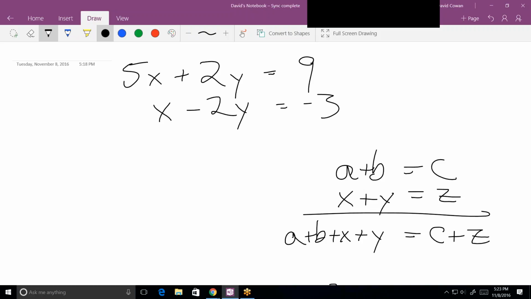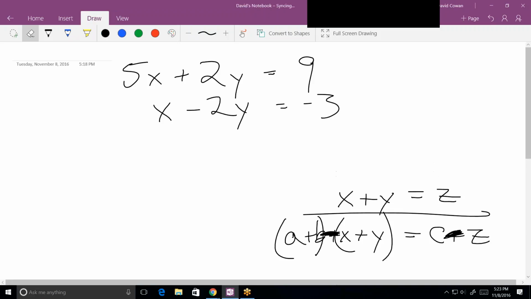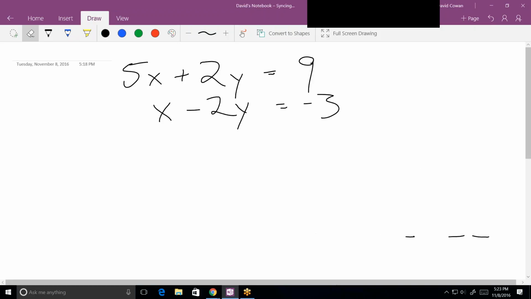You can also subtract any two equations. So I could say a plus b minus the quantity x plus y equals c minus z. With me? It's going to make these problems so much easier.